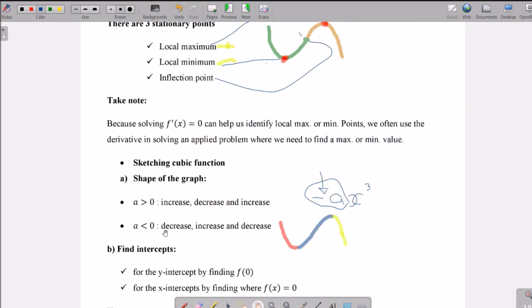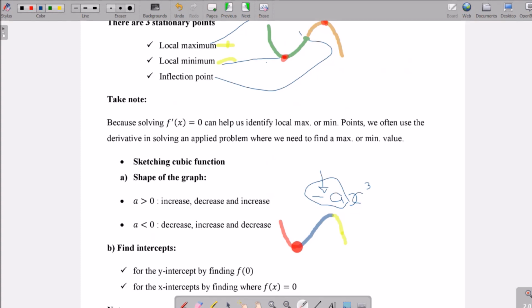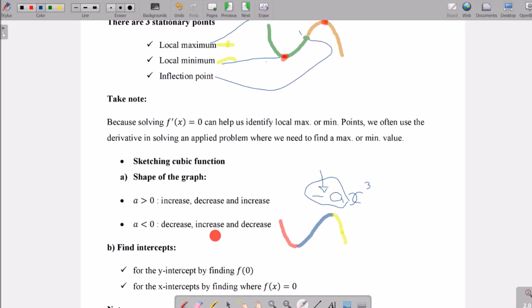It will start by decreasing, which means it is thrown from the top going down. And then after it decreases, it has to go up. This is the turning point. That it turns, comes from down, it goes up. That is when they say it increases here.